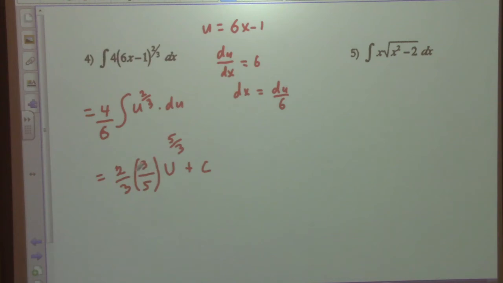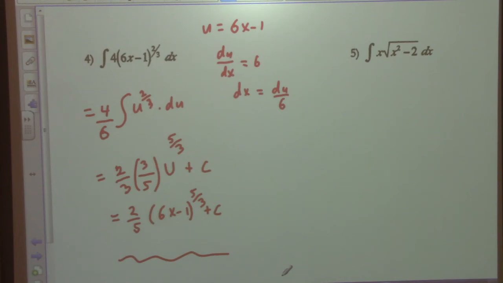And then that simplifies to 6/15, that's 2/5. So 2/5. And then when you plug back in, you have 6x minus 1 to the 5/3 power plus C. Okay, should be it, right? Okay, good, thank you.